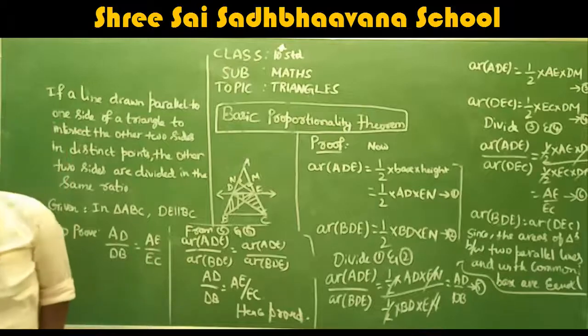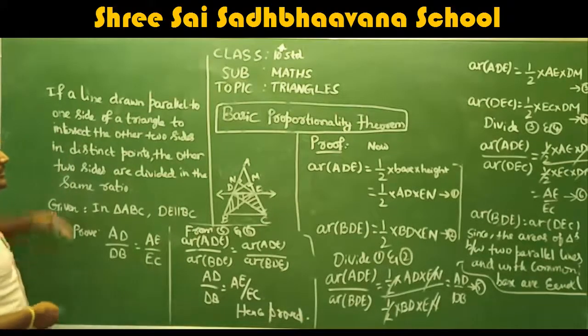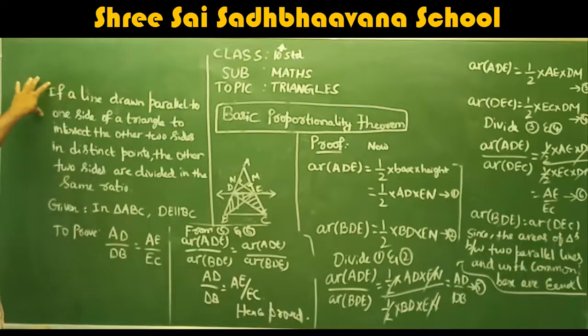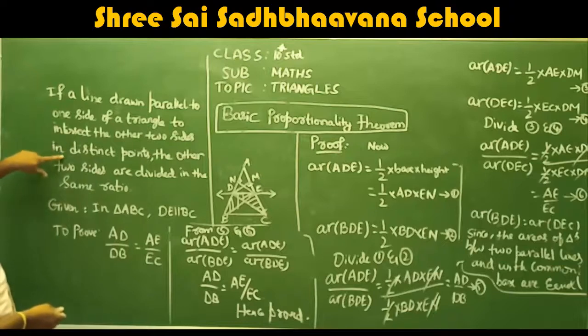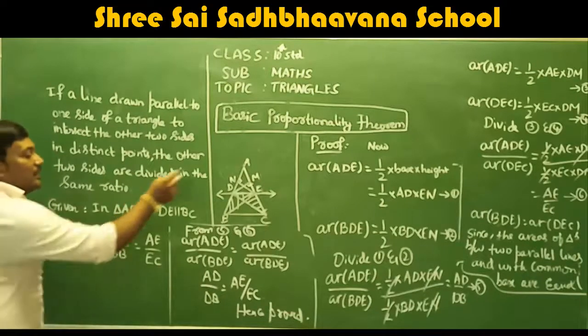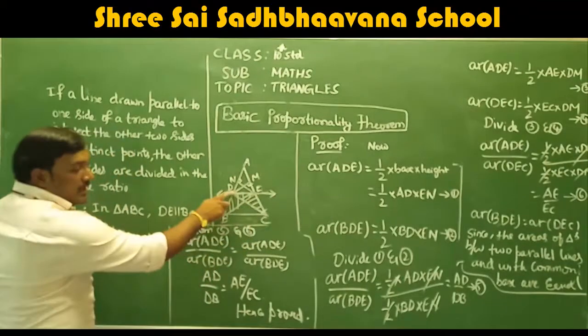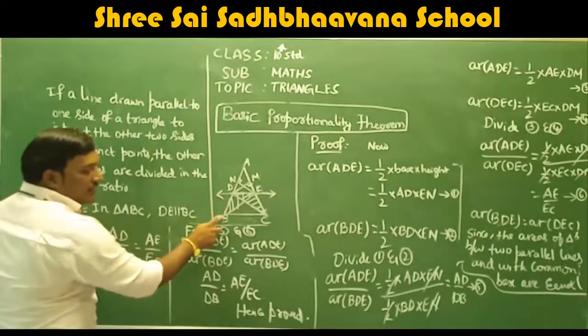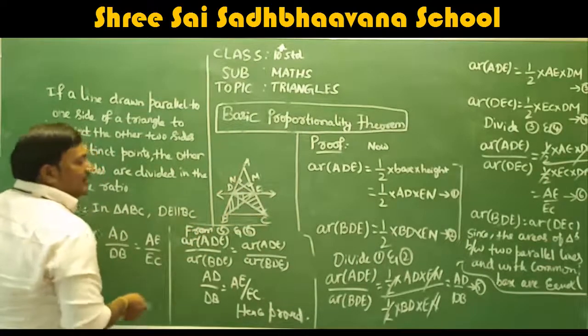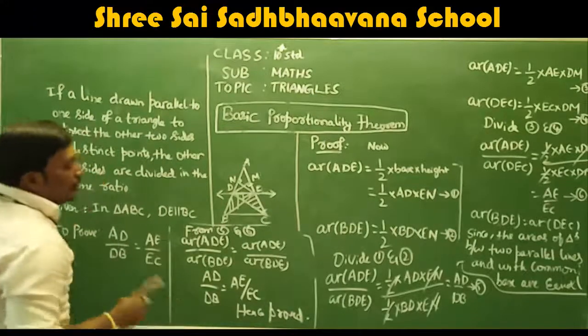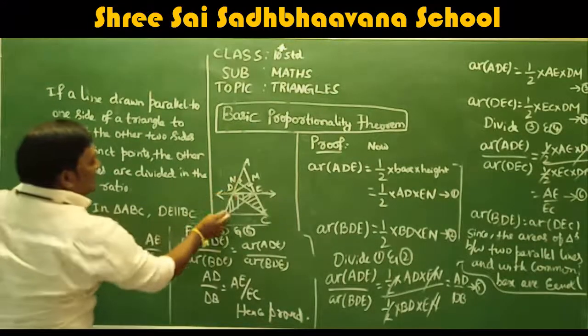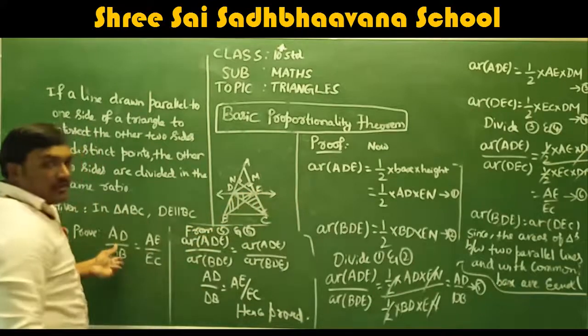I'll just repeat once again. What is the statement given? If a line drawn parallel to one side of a triangle intersects the other two sides in distinct points, the other two sides are divided in the same ratio. That is the right statement. It means, let me consider a triangle ABC. I draw one line parallel to BC so that this line will divide the other two sides of the triangle. What are the other two sides? AB and AC, in the same ratio. It means we have to prove that AD by DB should be equal to AE by EC. That is the proof.